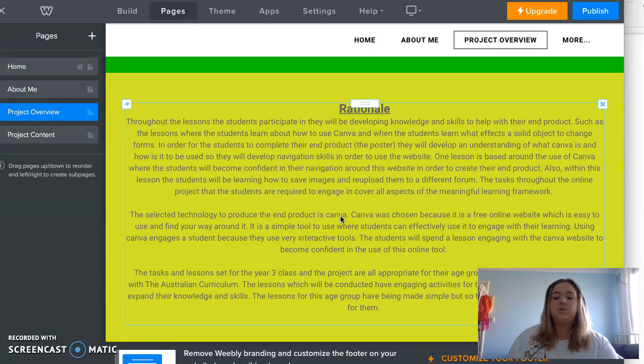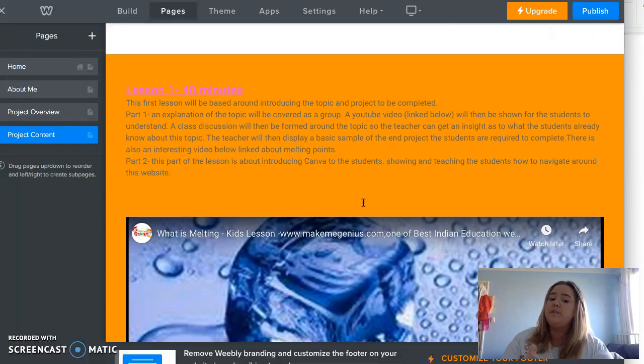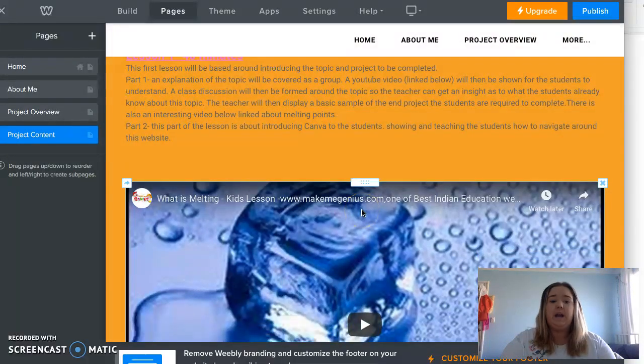Throughout the lessons, the students will participate, developing new knowledge and skills about this topic, and also skills and information they can include on their end product. So we'll just head into the lessons now. Lesson 1 is a 40-minute lesson, and it's based around introducing the topic to the students and the project that needs to be completed. Part 1 of the lesson will be around getting to know the students and what they already know.